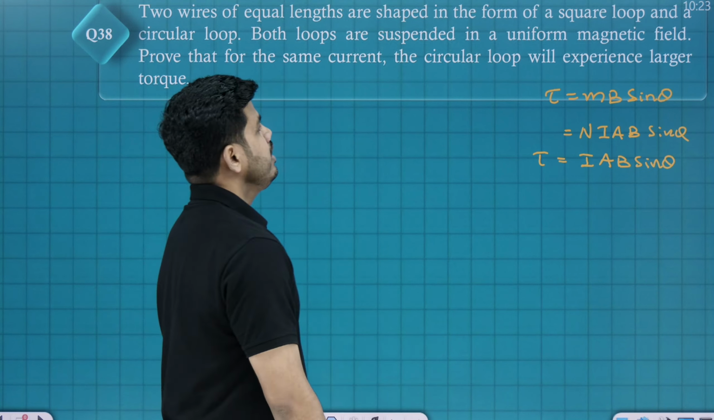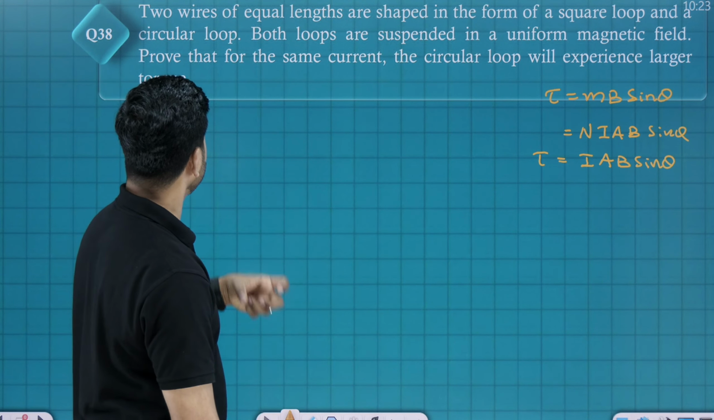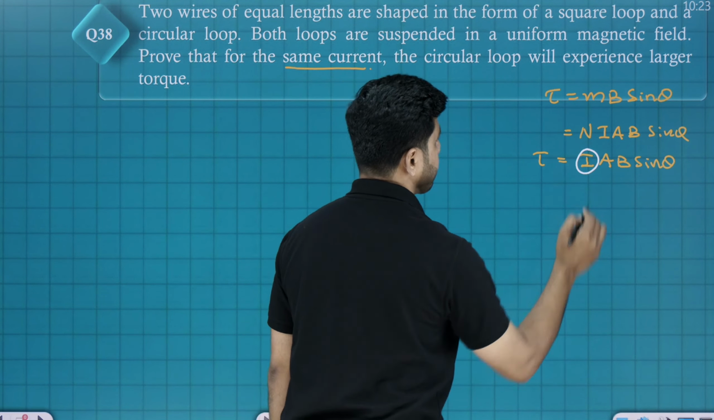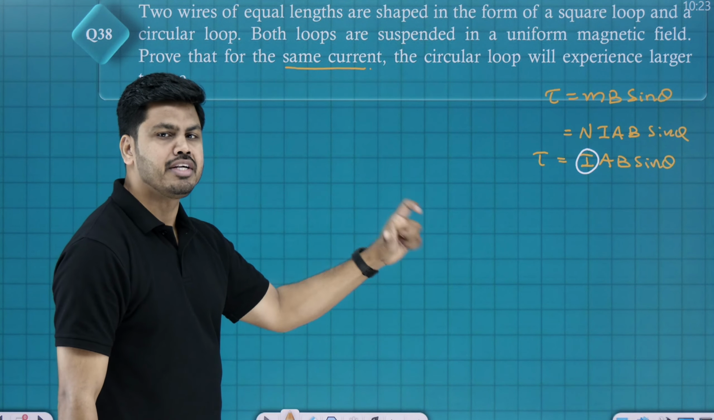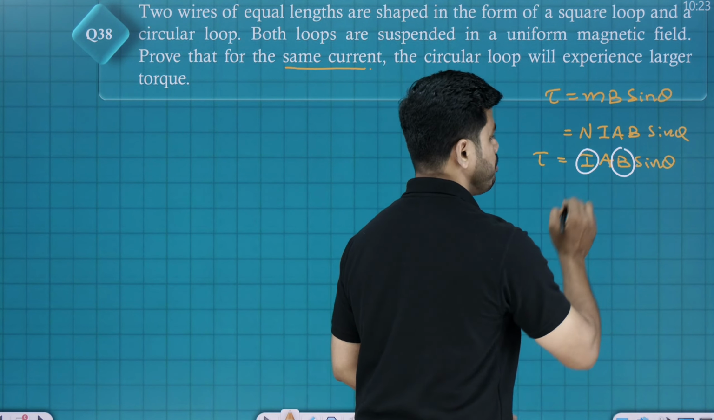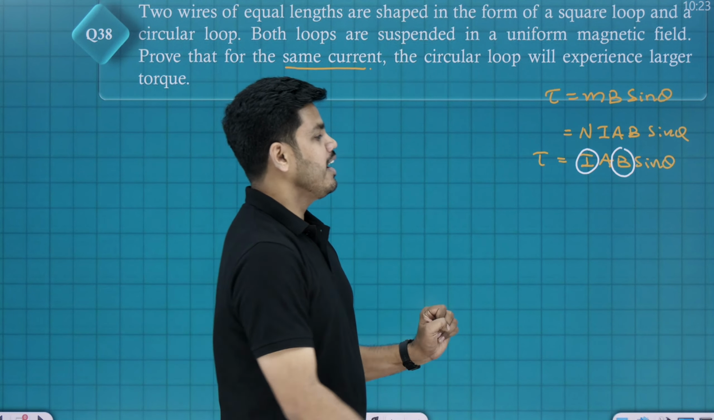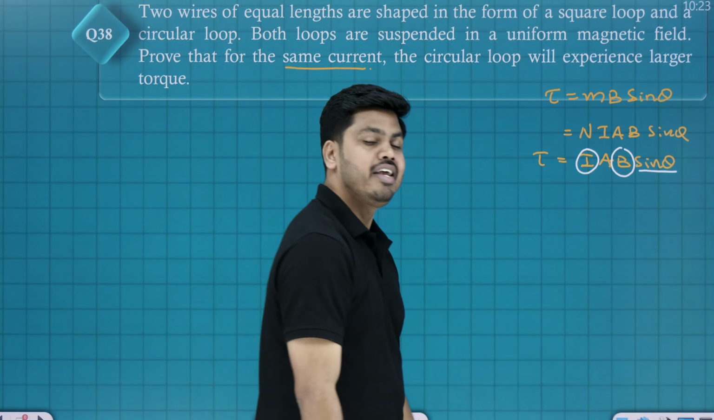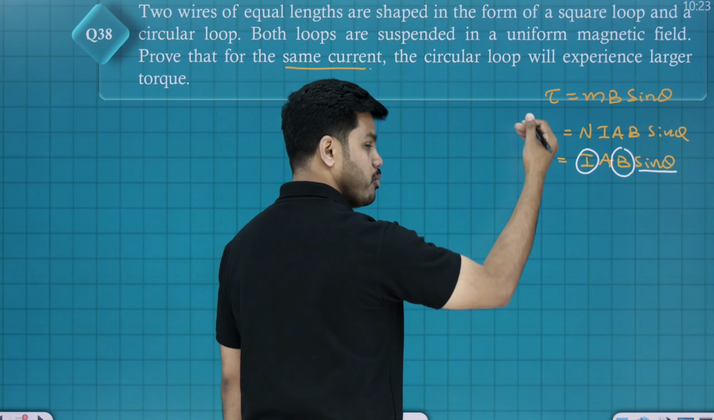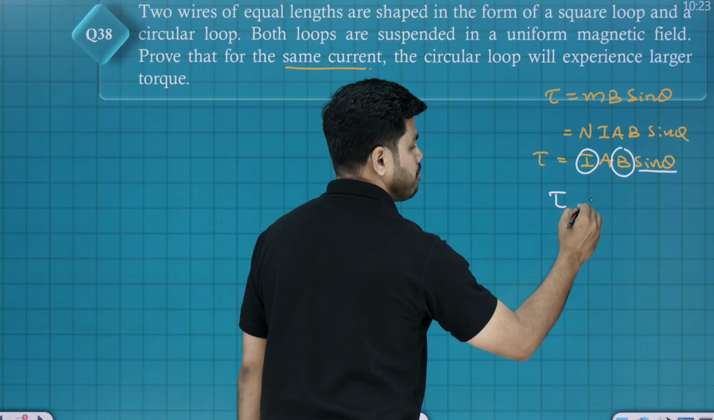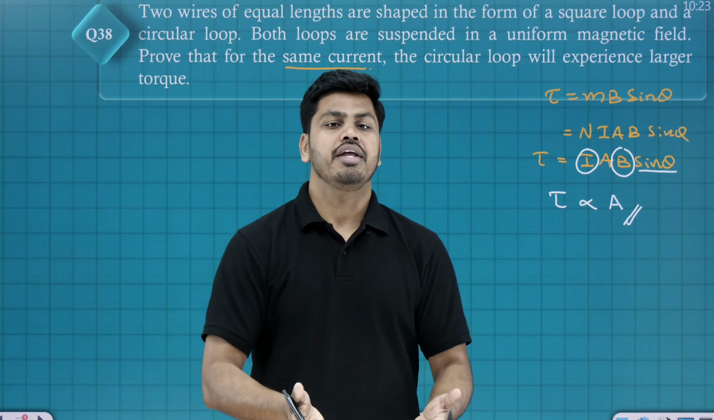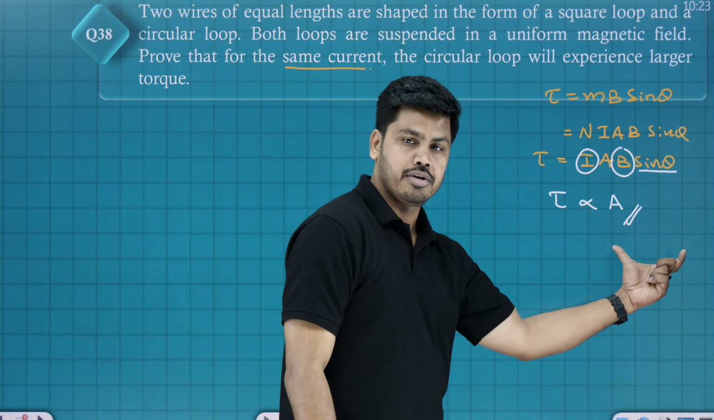Now look at the question. We have 2 loops, they carry the same current. For same current, so we can say current remains the same. They are kept in the same magnetic field, both circular and square loop, both of them are suspended in same magnetic field, so B is also the same, correct? Yes, and there is no change in the orientation, so even sine theta remains the same. Yes, so since these 3 are constants, same for both the cases, we can say torque depends only on what? Area of the loop. So torque is proportional to the area of the loop. That is our conclusion from this discussion.